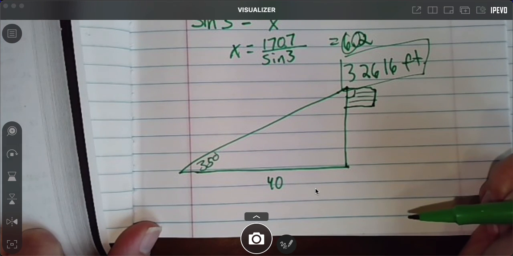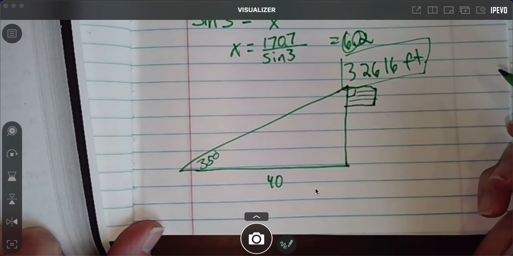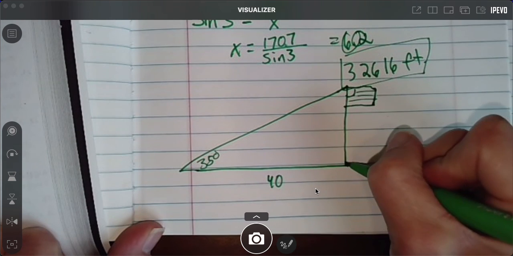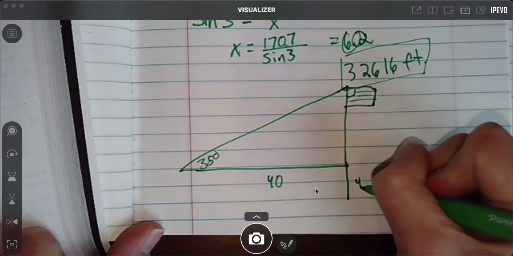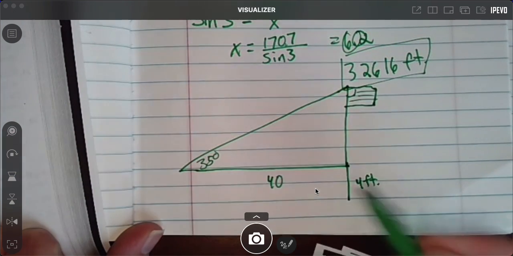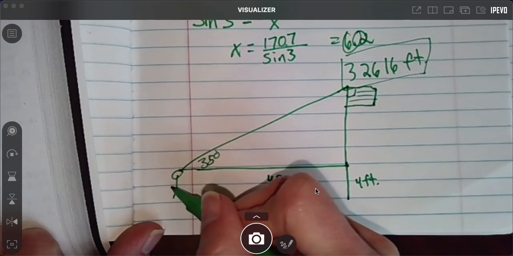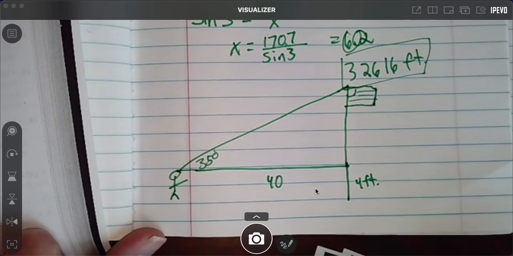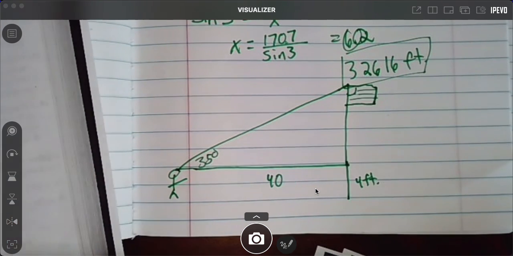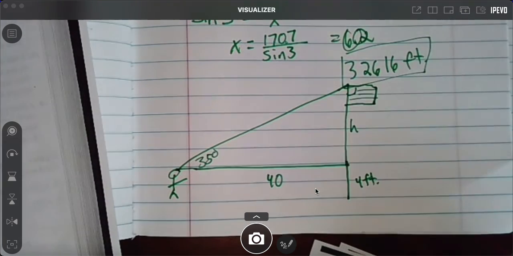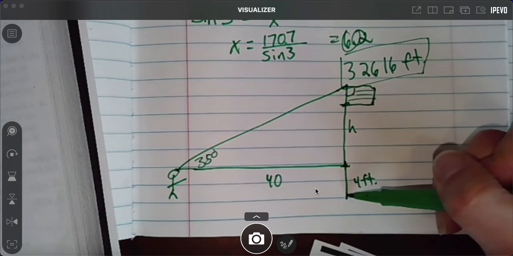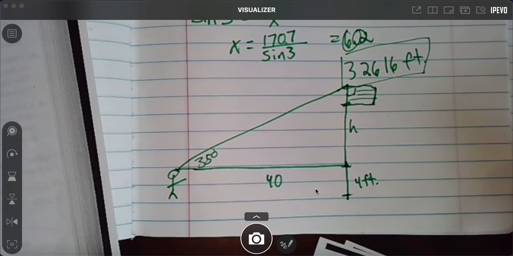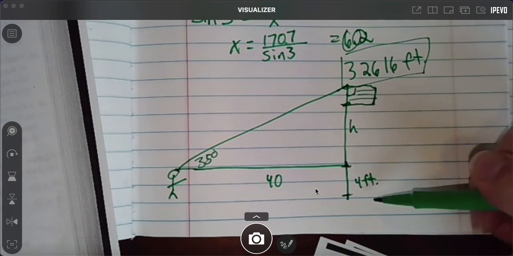The person's eye level is 4 feet from the ground. So I guess the flagpole's a little bit longer, and that's 4 feet. Does everybody agree with that? Yeah, because this is how tall they are. Yay, drawing skills. Okay, what's the height of the flagpole? I'm going to call this H. But H is not just from here to here. What else is it? This other 4 feet. Does everybody understand that? They give you that information for a reason. So when you get the H, we have to add. You just add the 4.